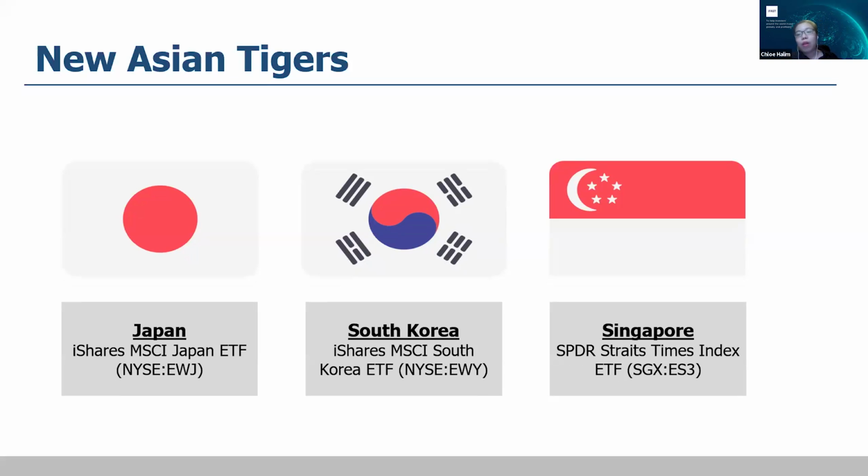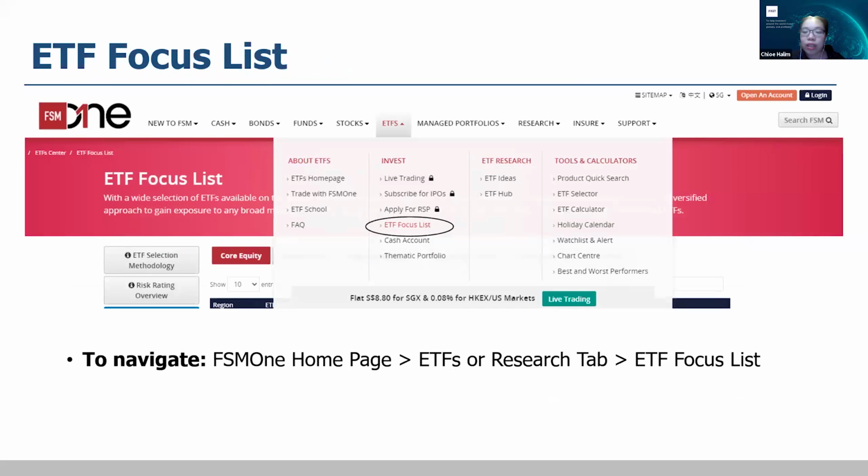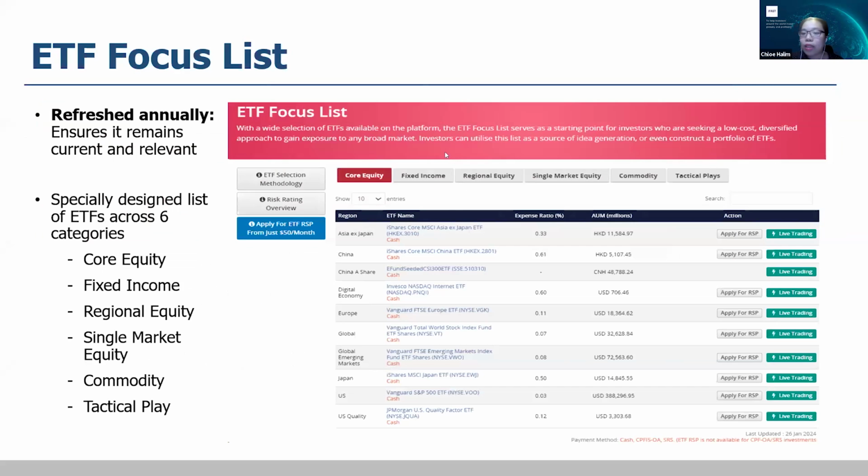So next, besides some of the ETFs that we have mentioned here, we also have other ETFs that we want to highlight for certain categories in our ETF focus list. We've used the selection methodology that I mentioned earlier to select these ETFs. If you want to view the full list of ETFs on our ETF focus list, please visit our FSMOne homepage, and then go to the ETFs or research tab and click on the ETF focus list. On the next slide, after clicking the above, you end up on this page.